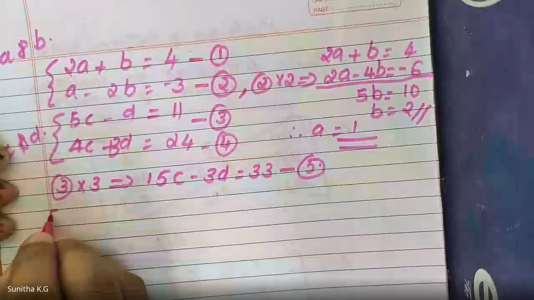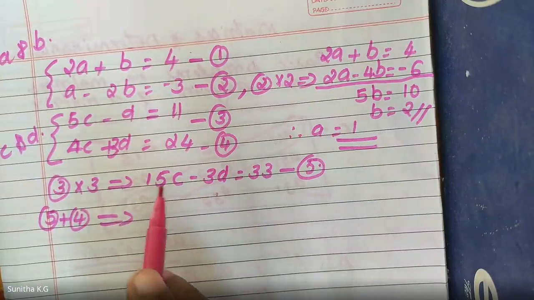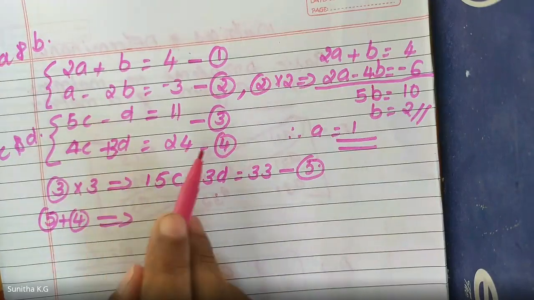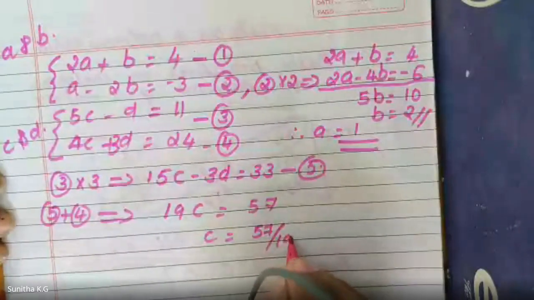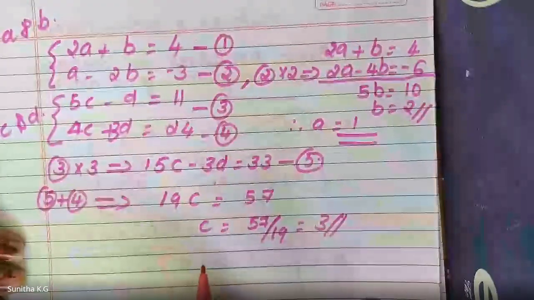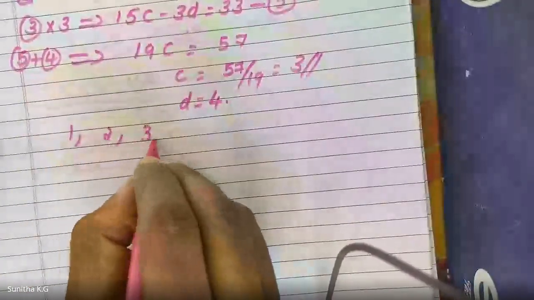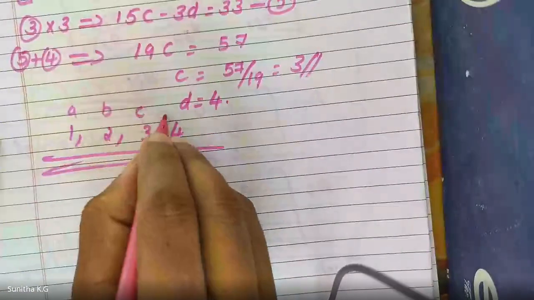Then equation 5 plus equation 4 implies 3D and minus 3D will get cancelled. Then what will you get when adding 4 and 5? 19C equal to 57. Therefore C equal to 57 by 19, which equals 3. Very good. Then what is the value of D? D equal to 4. So the values of A, B, C and D are 1, 2, 3 and 4. Okay?